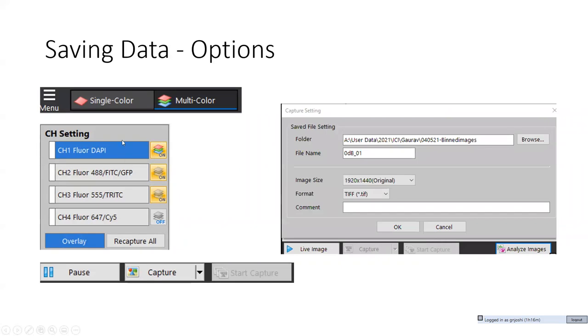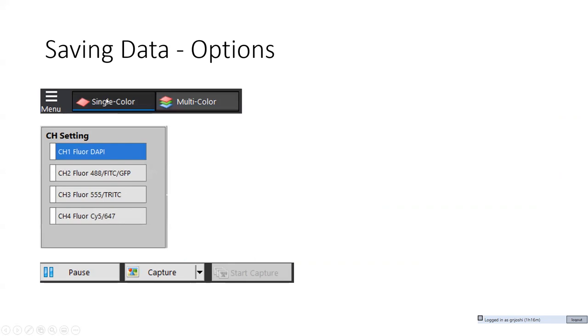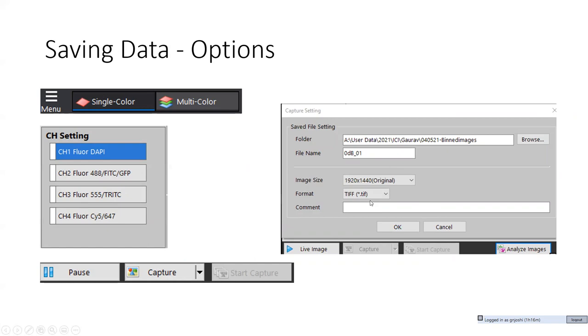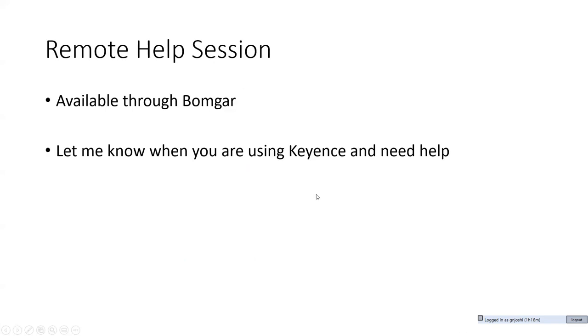So two different things. If you want to acquire multicolor channels, you have to turn them on over here manually. So you go to the multicolor option and turn on different channels and hit capture. If you are only acquiring single color and you hit capture, you will only acquire one of the images.